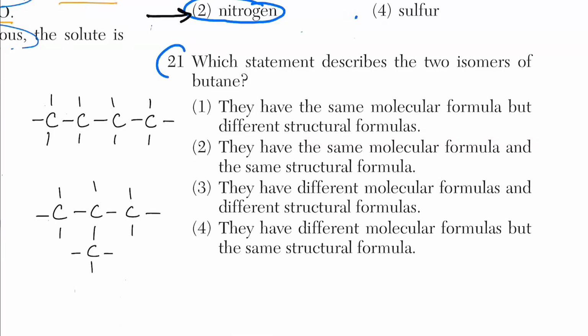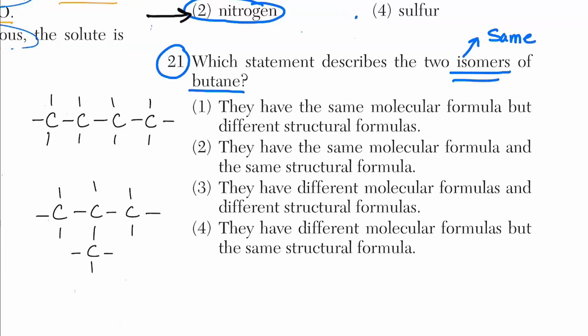Okay, number 21. Which statement describes two isomers of butane? Isomer. Iso means same, just like we hear of isotope: same element, different number of neutrons. But isomer is same molecular formula, same number and type of atoms, the same number of carbons and hydrogens, but different structure. So here's an example of two isomers, and whether it's butane or isomers of another compound, they're going to have the same molecular formula.